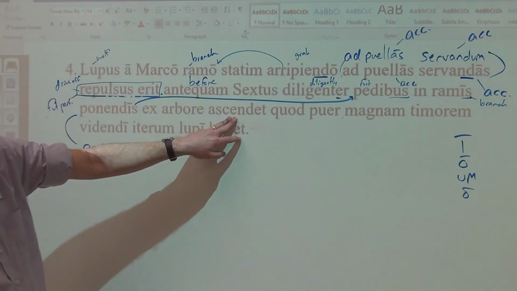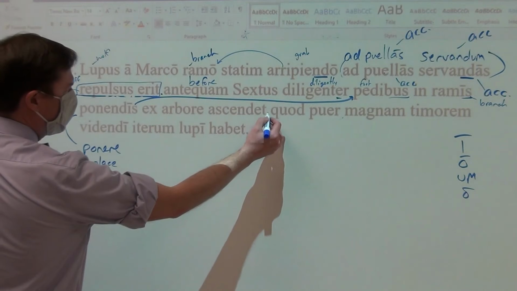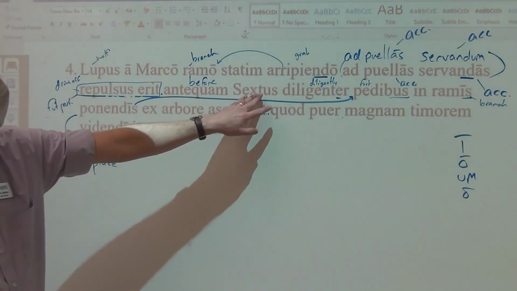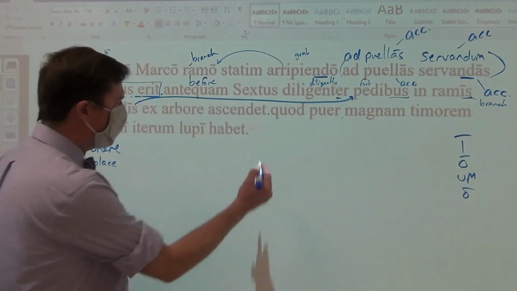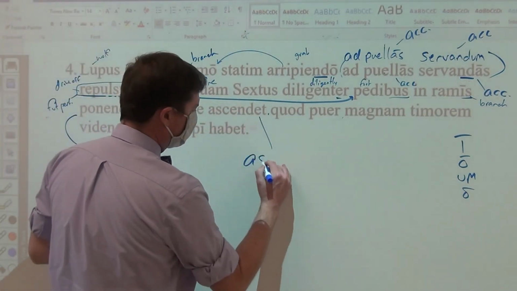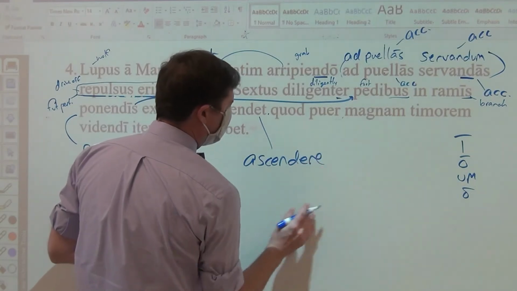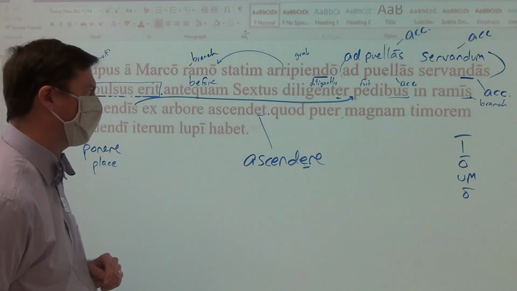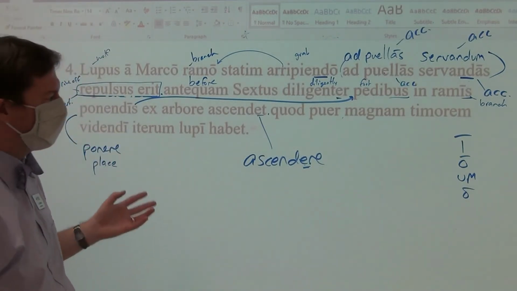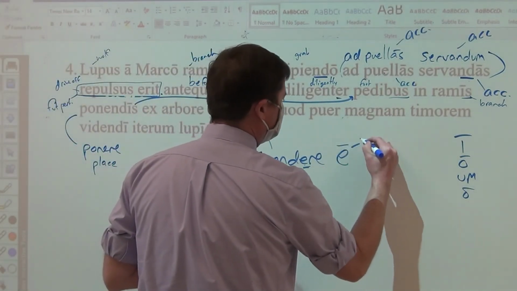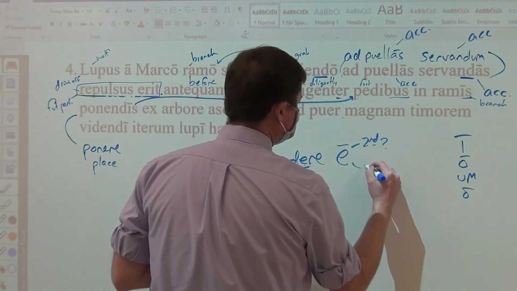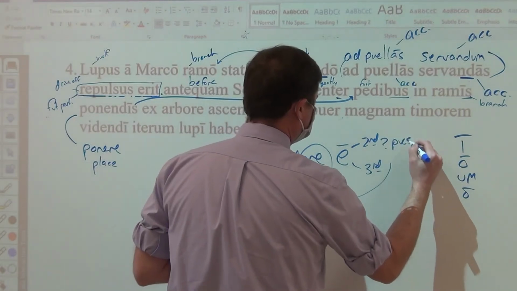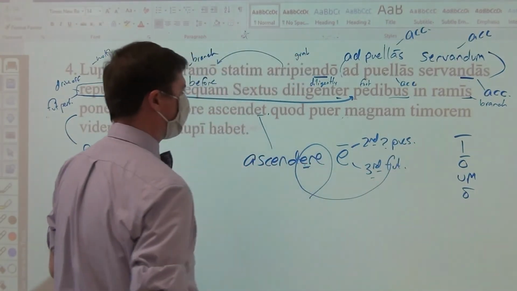Ex arbore ascendit. So again, I'm going to stop at that clause. So, before Sextus ascendet. Ooh, that is an E. We must ask the question. Ascendere. It's a 3rd conjugation verb with an E as the vowel. So it's got to be one of the 2. Ask the question, long E. Is it 2nd conjugation? Is it 3rd conjugation? Present if it were 2nd, future if it's 3rd.